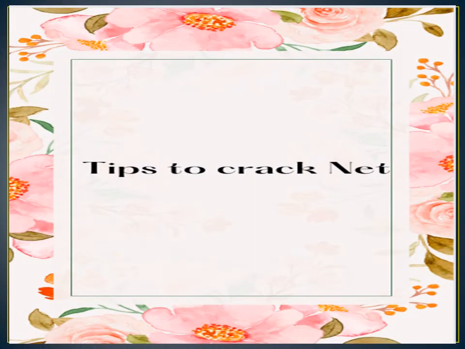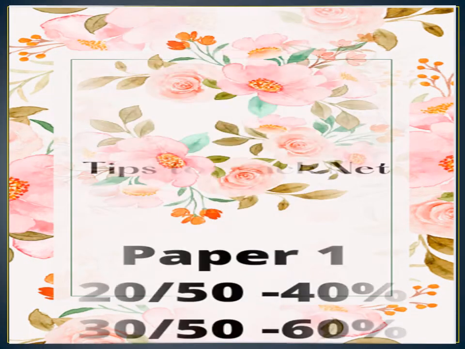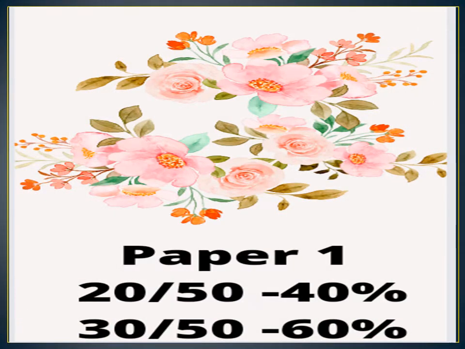To crack NET, we have two papers, that is paper 1 and paper 2. Paper 1 will have 50 questions, and out of that you have to answer at least 30 questions to be on the safer side, because each question will carry 2 marks. So 30 into 2, you will get 60 as the mark.